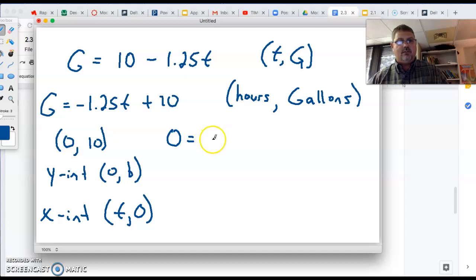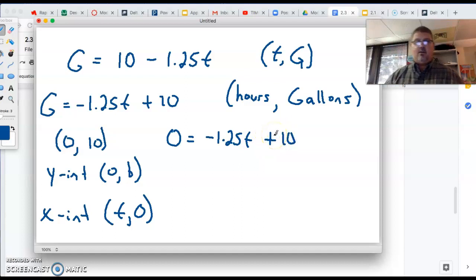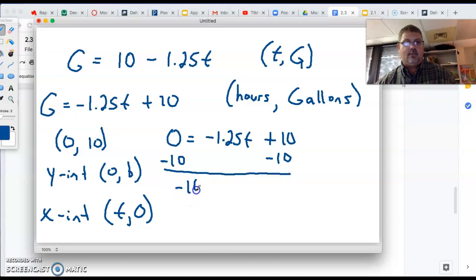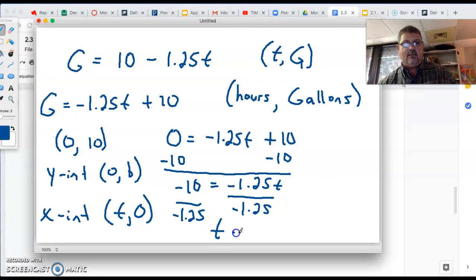0 equals negative 1.25t plus 10. That's not a whole lot of work. We'll subtract 10 from both sides to start with here, minus 10, minus 10, and just not break any rules. And finally, we'll divide by that negative 1.25. Of course, you could use a calculator. And I find that t is 8 when I do that division. So we've got an x-intercept of 8.